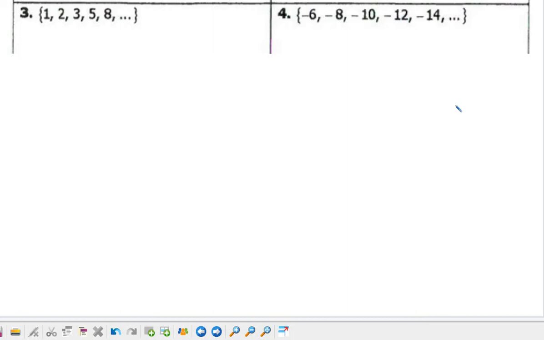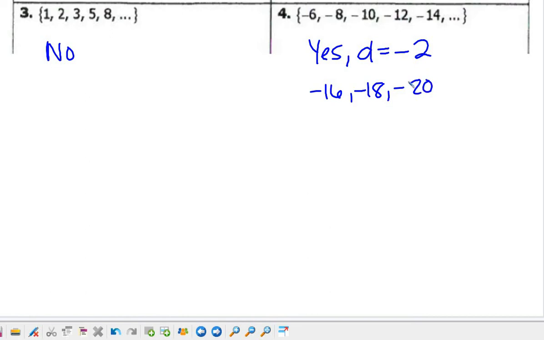Number 3. So we have a common difference, plus 1, but then it's plus 2, plus 3. So this is not arithmetic. Number 4. So plus a negative 2, plus a negative 2, plus a negative 2. So yes, my common difference would be negative 2. The next three terms, 16, negative 18, and negative 20.